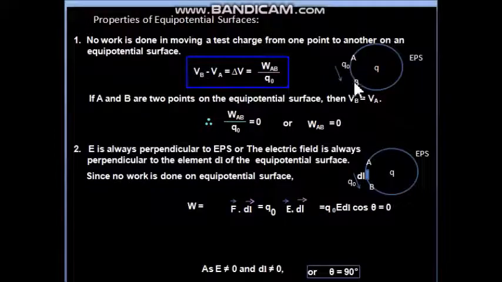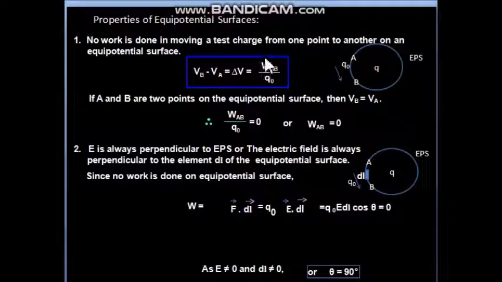So we move it from point A to point B, and these A and B points lie on the EPS only. Now our target is that when we shift this test charge Q0 from point A to B, what is the work done in this process? That work done is denoted here as WAB.